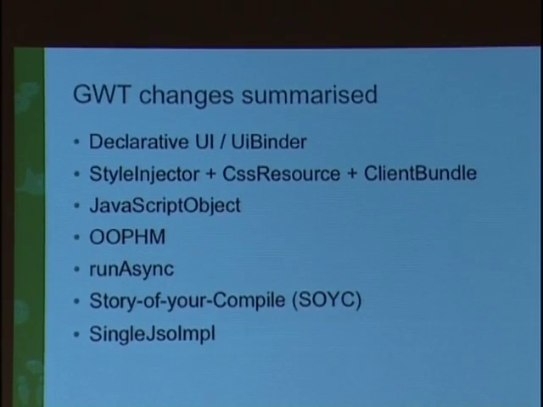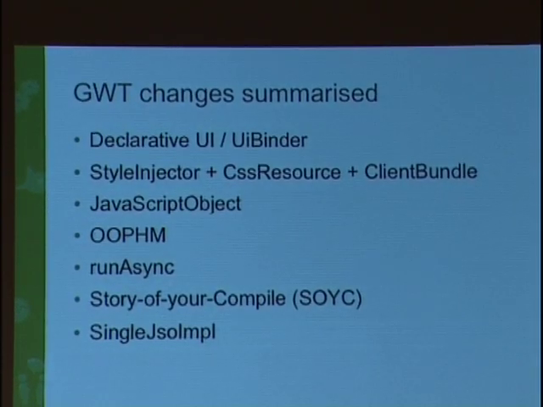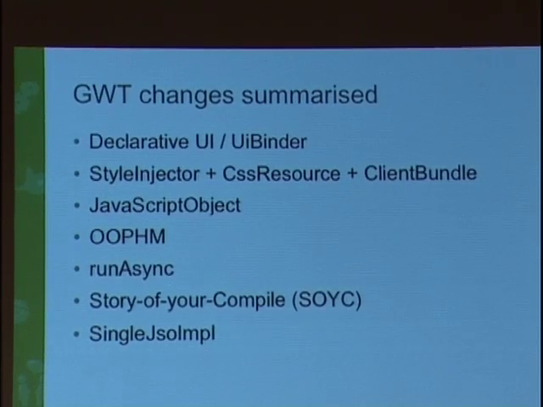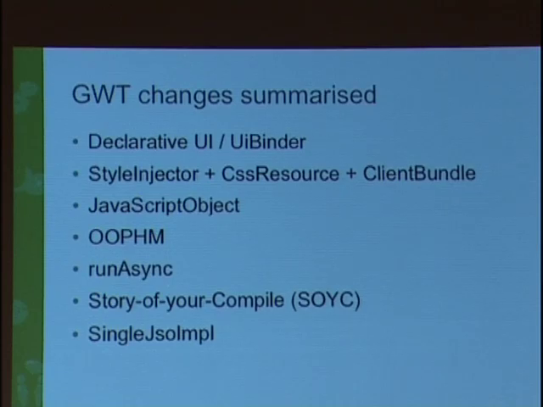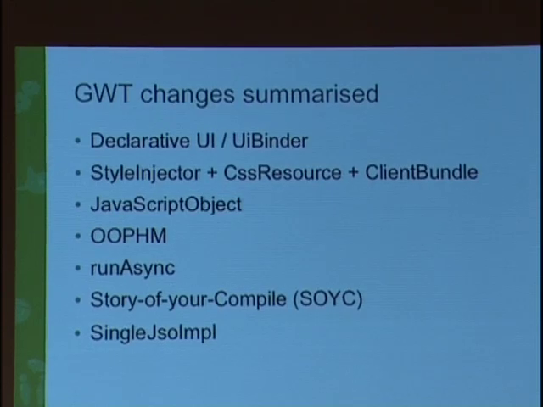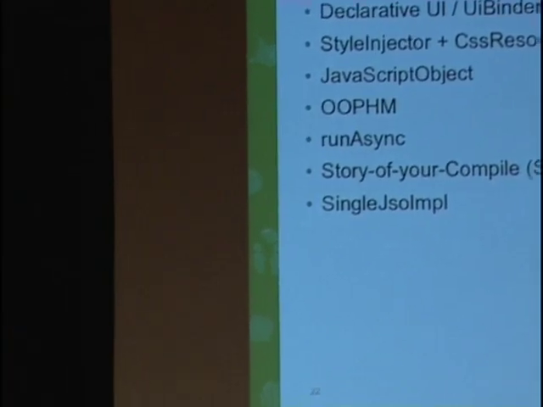So just in summary, the GWT changes in the last 18 months that really mean you can build complete, proper, fully fledged web applications like the Wave client: using a declarative way to specify your widgets using UI Binder, using Style Injector to deal with CSS, especially cross-browser CSS quirks, using the JavaScript object class to get very efficient access into JavaScript objects, out-of-process hosted mode for debugging in each browser as close to natively as is possible, run async for carving up your application into different islands of code that then get downloaded on the fly, story of your compiler reports for identifying where your JavaScript is coming from, and finally, single JSO impl for exposing your very efficient JavaScript object classes as interfaces so you can share code on client and server.